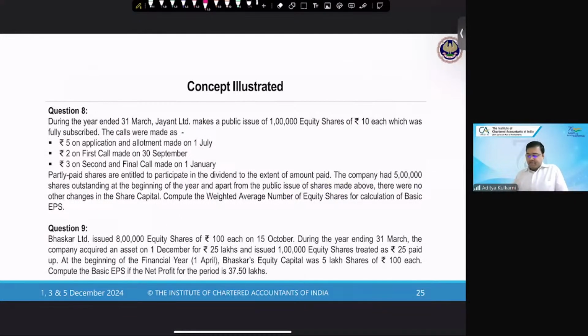During the year ended 31st March, Giant made a public issue of 1 lakh equity shares of 10 each. The calls were made as under: 5 on application and allotment on 1st of July, 2 on first call made on 30th September, 3 on second and final call made on 1st January. Partly paid shares are entitled to participate in the dividend to the extent of amount paid. The company had 5 lakh shares outstanding at the beginning of the year, and apart from the public issue above, there is no other change in the share capital. Compute the weighted average number of equity shares.